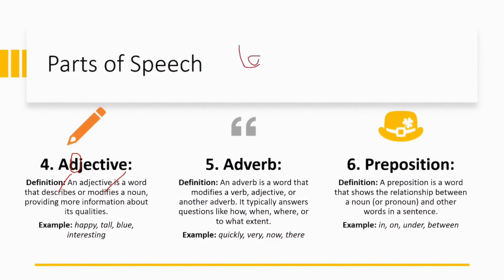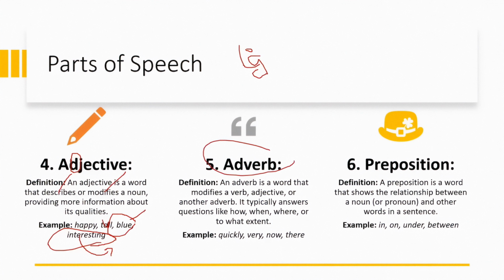Long tree, tall man, dark night, beautiful picture, happy mood, blue sky, interesting story. These are adjectives. Interesting is describing the quality of a story. Blue is of the sky, tall is of the tree, happy is of a mood or person. So these are adjectives. Adverbs.